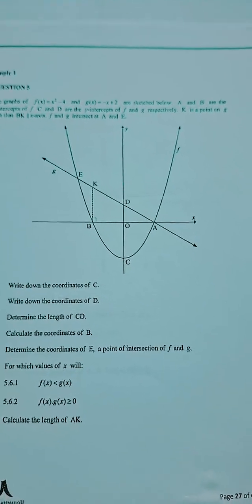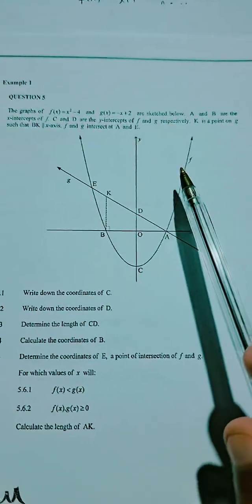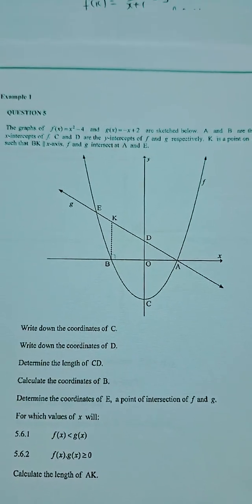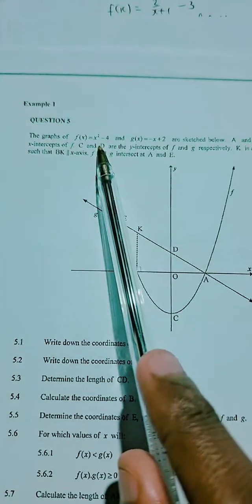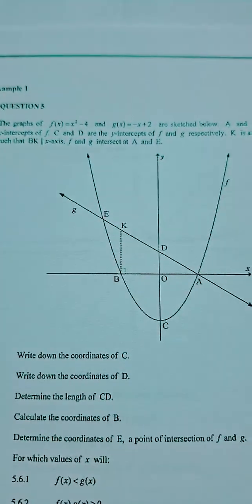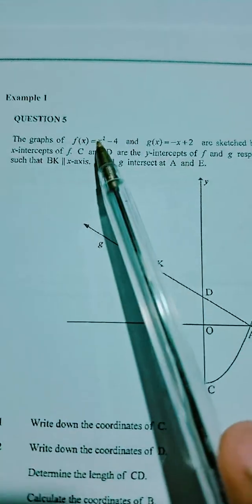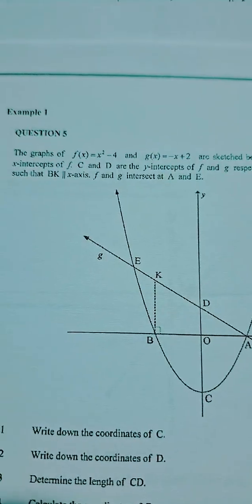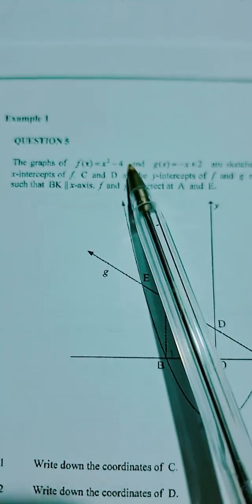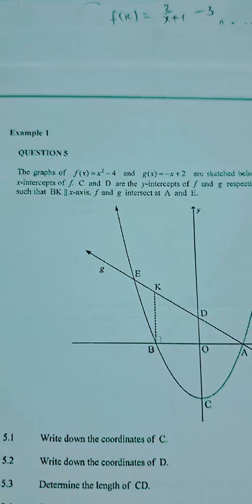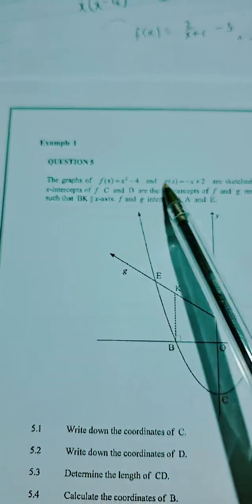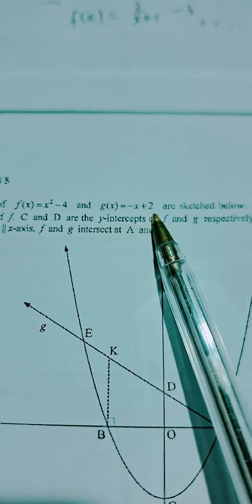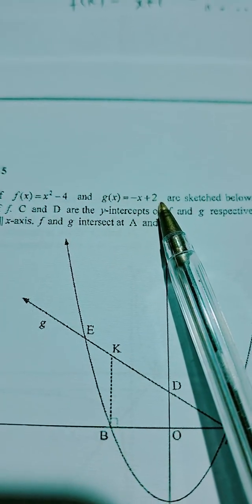I'm just going to spend 30 minutes just looking at this question. Not really answering the questions, but I just want us to look at the question. So here, f of x is equal to x squared minus 4. This is your quadratic form of the function as per the form that is given in grade 10, ax squared plus q. And then here we have a straight line, g of x is equal to negative x plus 2.